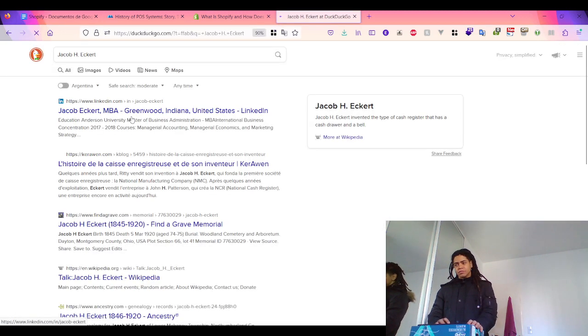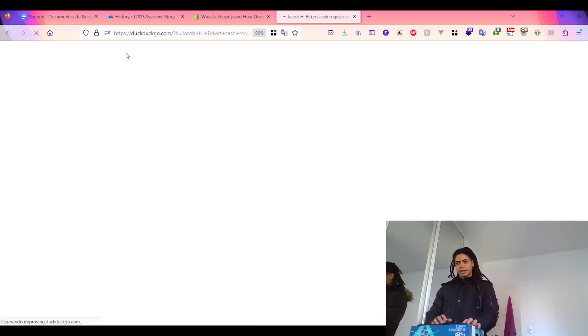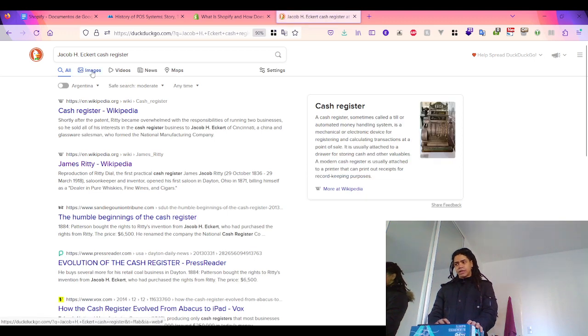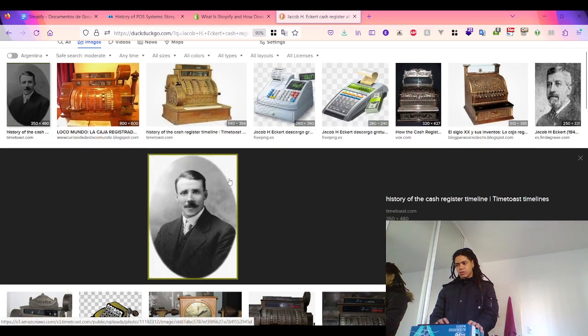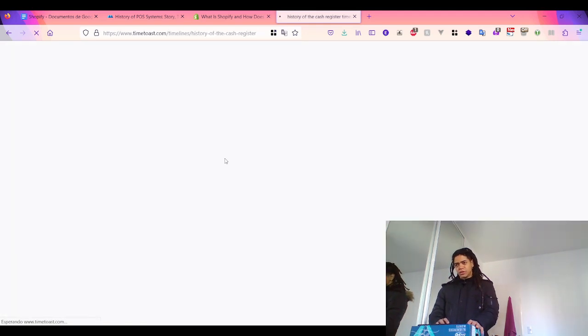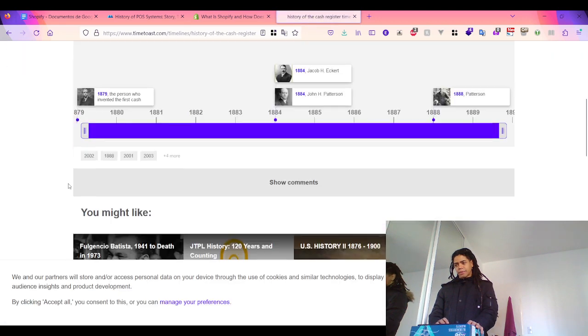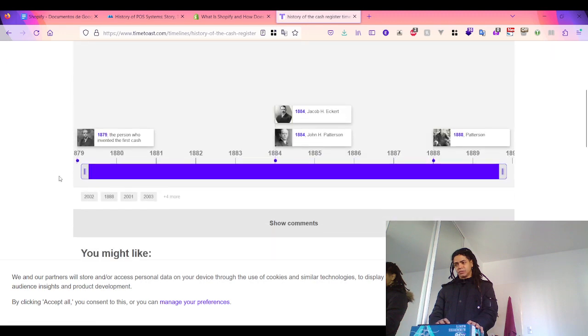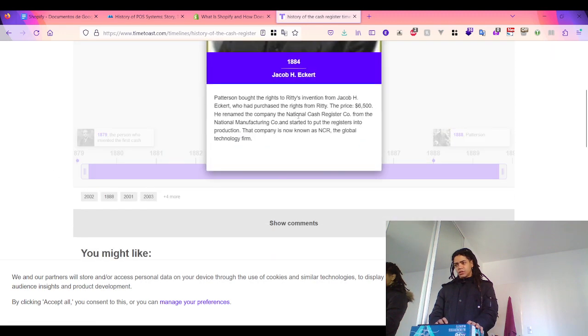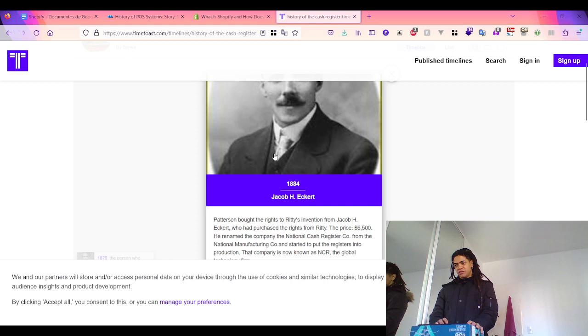Do you have any picture of that cash register? According to them, Time Toast, they put a timeline here. History of the cash register. Jacob H. Eckert.